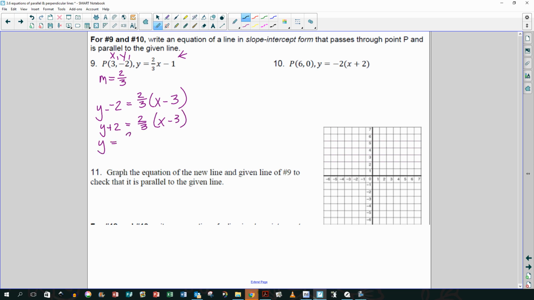Y equals 2/3 x minus 3 minus 2, because I'm going to subtract that 2 over there. So now if I can just distribute this, then I can add. So I've got y is 2/3 x. 2 times 3 is 6. 6 divided by the 3 is -2. And then I have that minus 2 there. So my final equation is y equals 2/3 x minus 4.